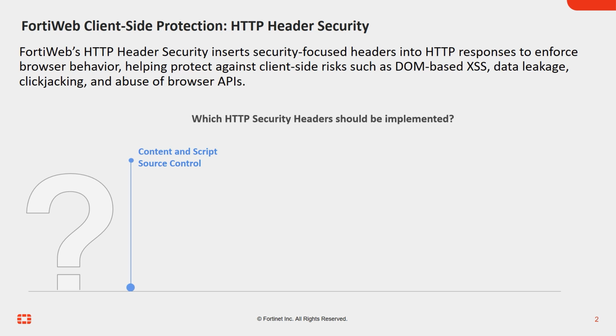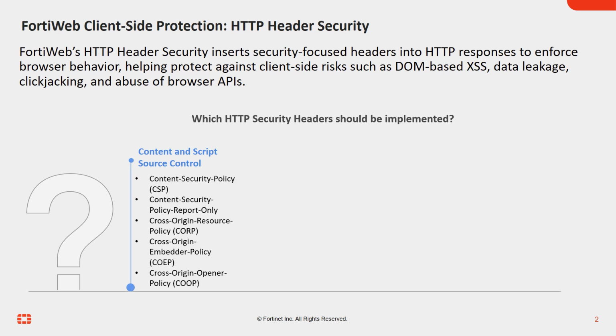First, we have content and script source control. FortiWeb can insert headers like CSP, CORP, COEP, and COOP. These tell the browser exactly what content it's allowed to load and where it can come from. That means if an attacker tries to inject a malicious script or load something from an untrusted source, it gets blocked.